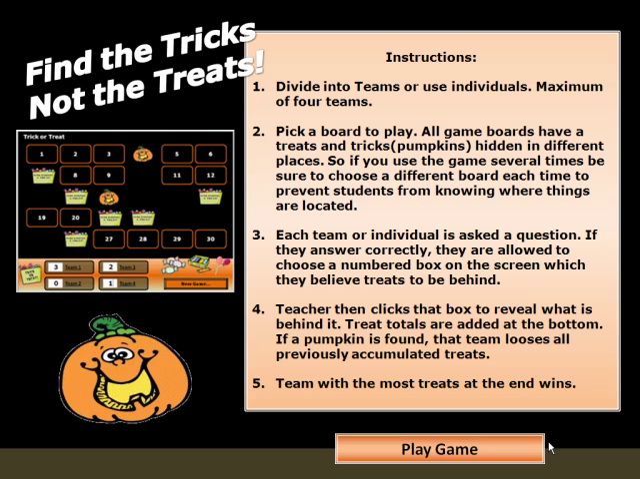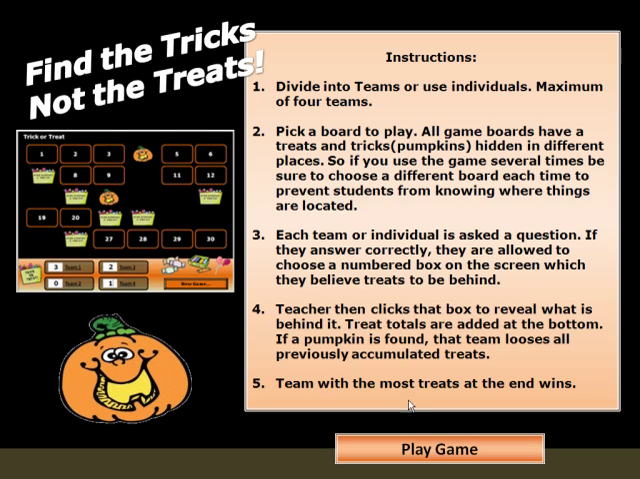If they answer it correctly, they are given the ability to choose one square from the board from which they believe a treat is behind. If they do find a treat there, they are given 1 point in their team score. If they find nothing, they do not get any points. If they find a pumpkin, which is our trick, then they lose all of the treats that they had found up to that point and go back to 0.